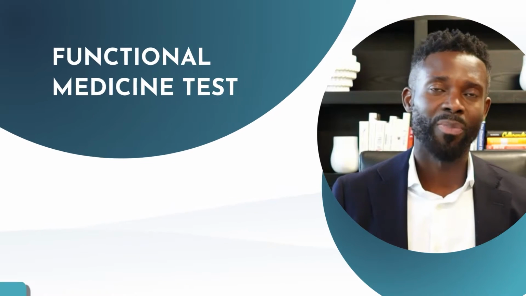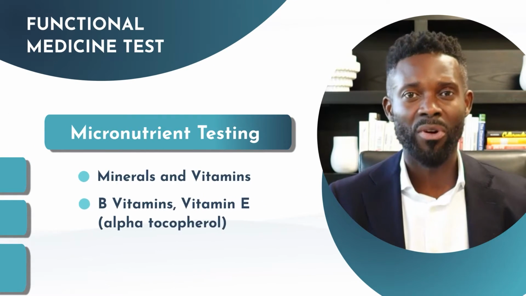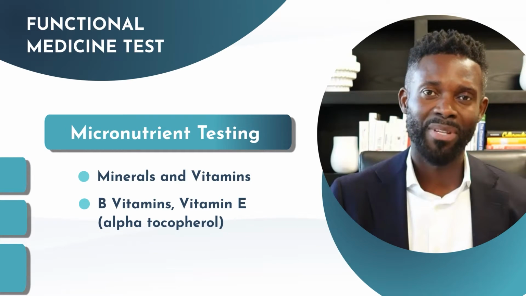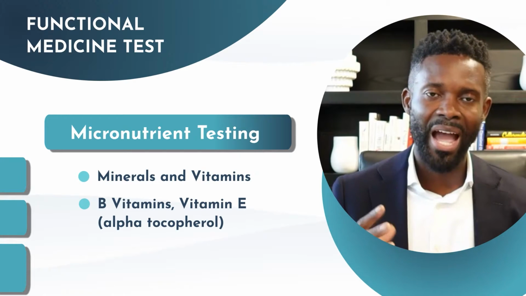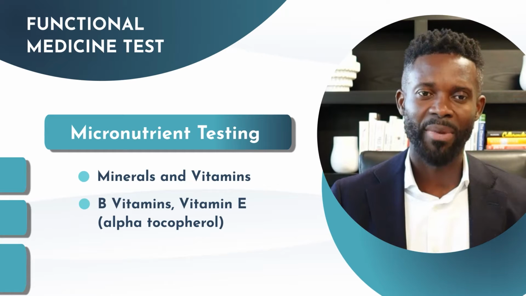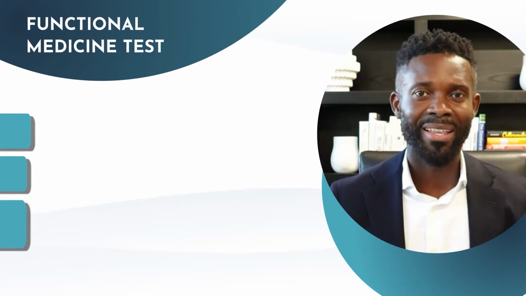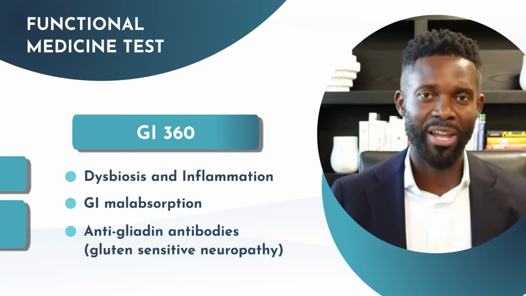So this is why we can use specific functional medicine testing, looking at micronutrient testing that looks at minerals and vitamins, B vitamins specifically. And we're going to talk about the role of all of these specific deficiencies and how we can actually use that to heal individuals suffering from neuropathic pain. You can use something called GI 360 on Rupa Health as a functional medicine clinician, or as a patient, you can ask your doctors to do that for you.